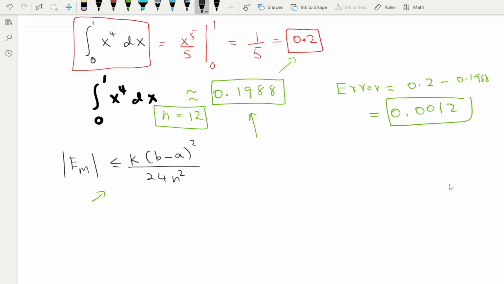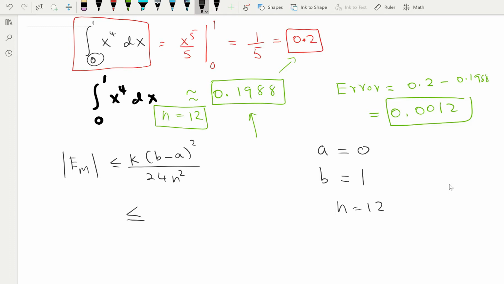Okay, now where does this error bound formula fit in this whole scenario? Let's calculate the error bound. Let's use the error bound formula. Let's use this inequality. Now to use this inequality, we need a, which is the lower limit of the integral, which is 0. b is the upper limit of the integral, which is 1. n is 12, right? And this is the error bound formula for the midpoint rule. Then we know a, b, n.